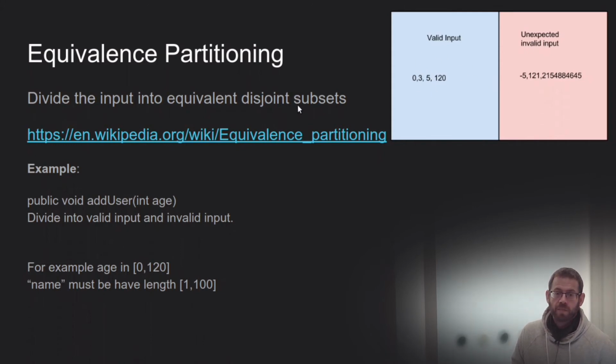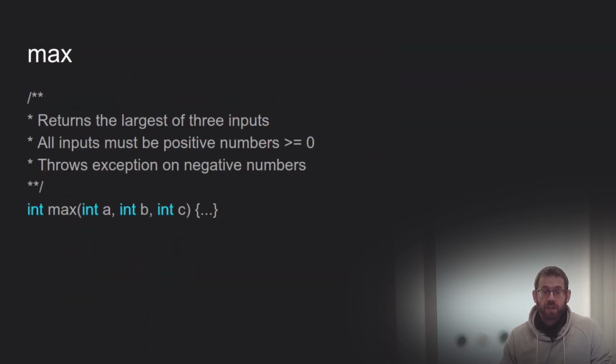And disjoint means that no single input is in both. So if we have the 5 here, we cannot have the 5 here. We have a -5, but we don't have the 5 here. So no single input is in both. There can be many of these equivalent partitionings, and usually we select one test case from each. That was what I did when I selected A, B, and C for the max method, right? I took one where A is the highest, one where B is the highest, one where C is the highest.